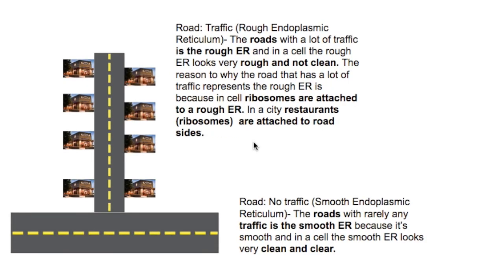The rough endoplasmic reticulums are basically roads with a lot of traffic, and the reason for that is because in a cell there are a lot of ribosomes attached to a rough ER, and in a city there are a lot of restaurants, aka ribosomes, attached to the roadsides, and that makes it harder for cars or people to pass through because of the restaurants.